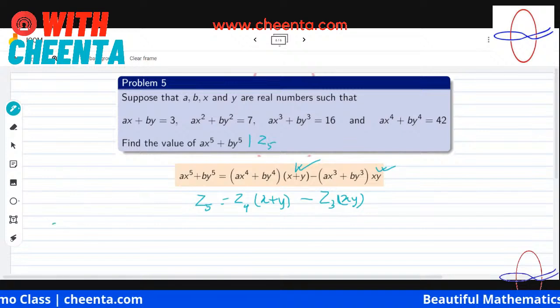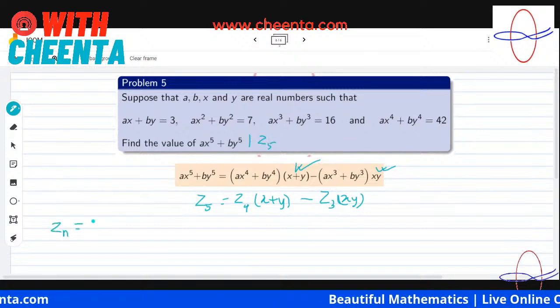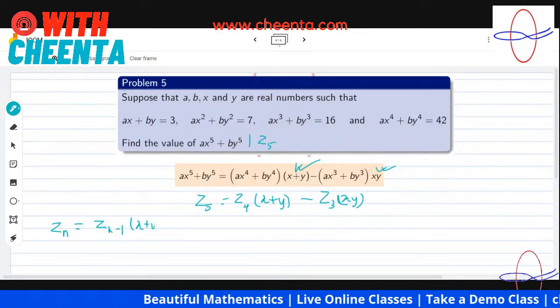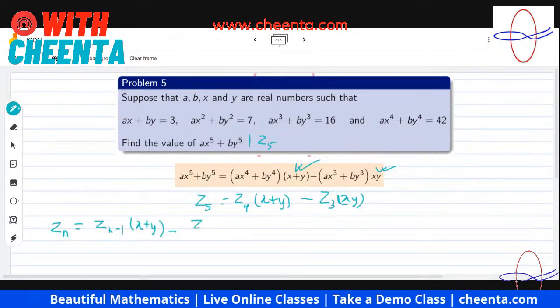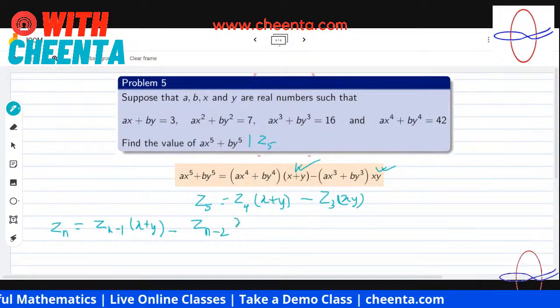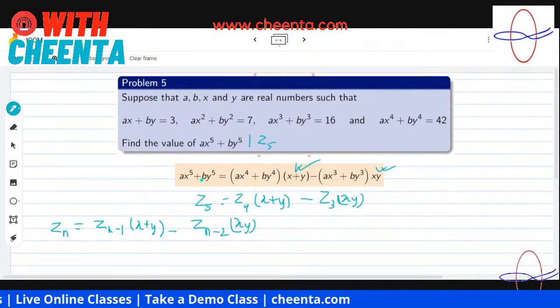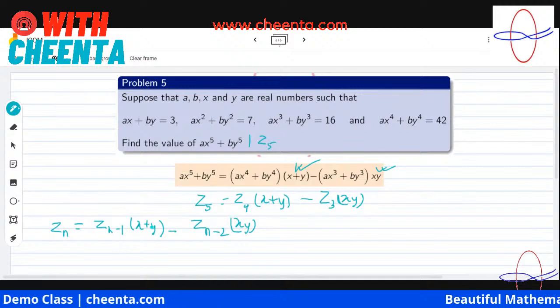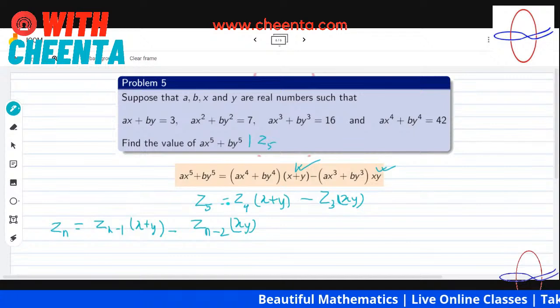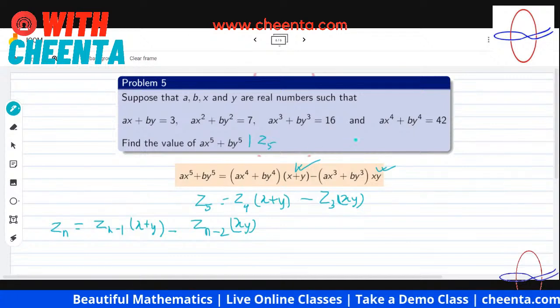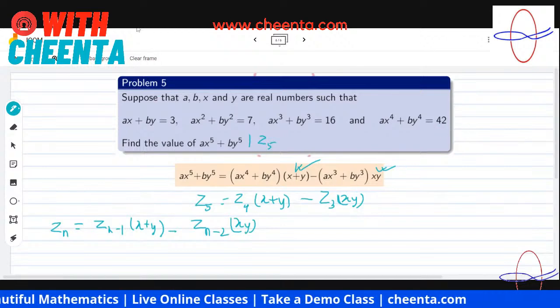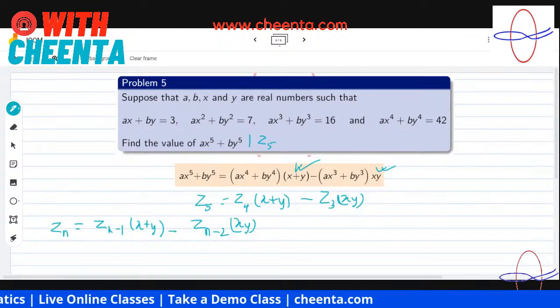So in general you can simply find Zn is equal to Zn minus 1 times x plus y minus Zn minus 2 times xy. Okay, suppose you know Z1, Zn minus 1 and Zn minus 2, you can find it, given that you know x plus y and xy. The problem is, how can you find x plus y and xy from here? That's the problem.